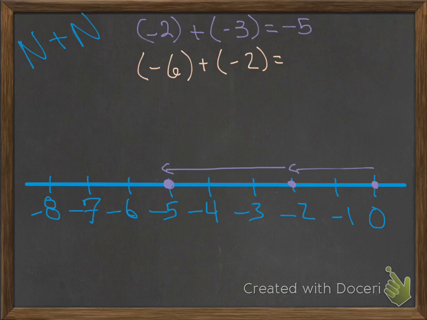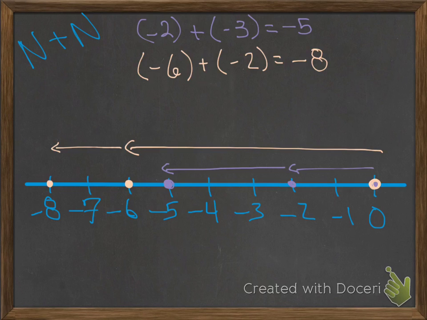One more. Negative 6 plus negative 2, same thing, start at 0. Negative 6 means go to the left 6, plus negative 2, you're adding a negative number, so you're still going to the left. 2 more to the left, so now you're at negative 8. And that's the end of the problem, okay?